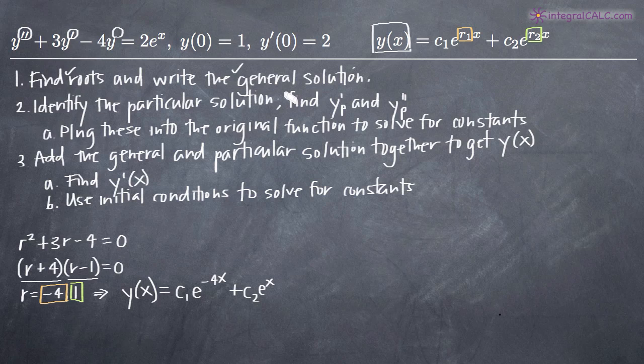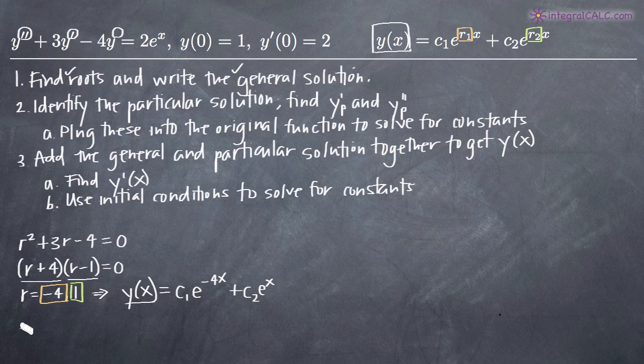So our next step is going to be to identify the particular solution, which we'll call y sub p, as opposed to the general solution, which we're just calling here y of x. When we find the particular solution, we're then going to move on to finding the first and second derivatives of the particular solution, and we'll plug all three of those back into our original function.